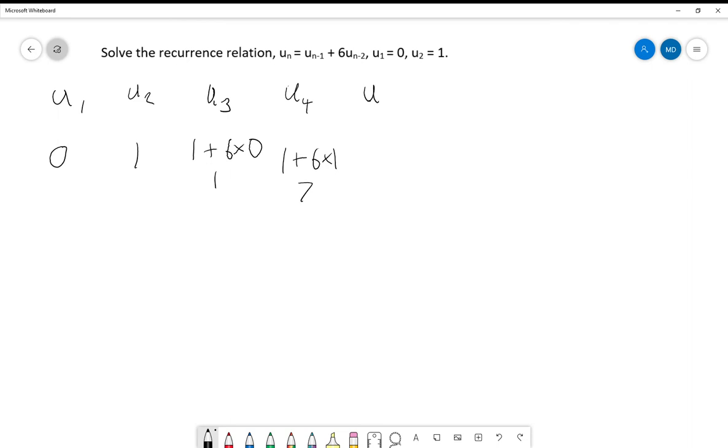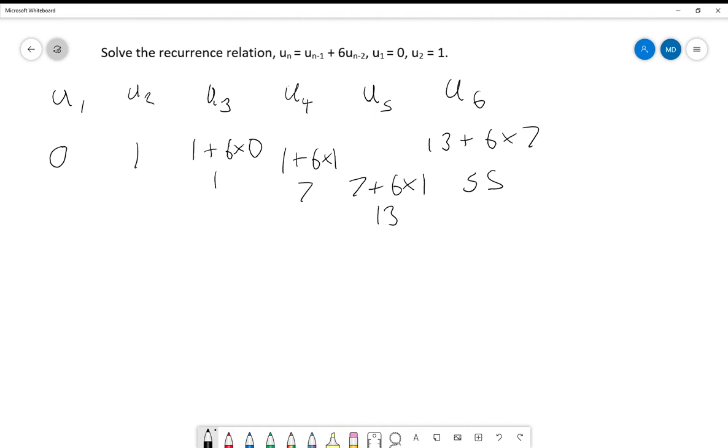U5, well, that is going to be u4 plus 6 lots of u3. So it's going to be 7 plus 6 times 1, which is 13. And then u6, exactly the same principle. It's going to be 13 plus 6 lots of u4, which is 7. 13 plus 6 times 7, and that will give us 55. And so we have our sequence here. It's going to go 0, 1, 1, 7, 13, 55.